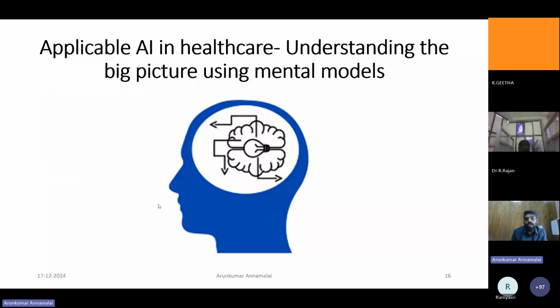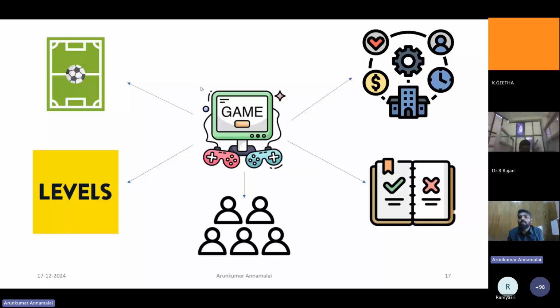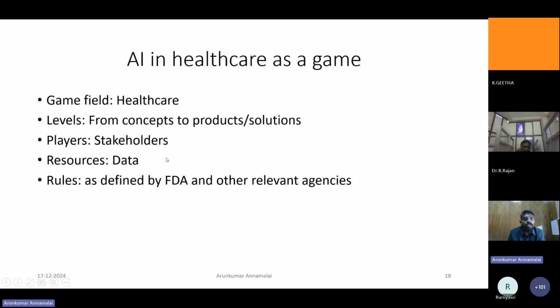So today we'll be looking at the mental models aspect of applicable AI in healthcare. Now I'm going to take you through a different perspective. Let us consider AI in healthcare as a game. Every game will have a playing field, levels, players, rules, stakeholders, and resources. So here in AI in healthcare, the game field is the healthcare domain. The levels are from concepts to products and solutions.